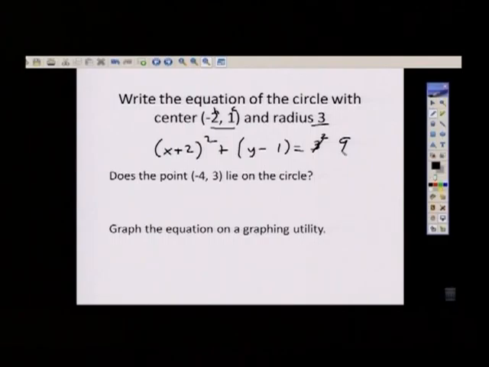So the next question asks, does the point -4, 3 lie on the circle? So could you substitute those values in for x and y and determine either yes, it does lie on the circle, or no, it does not?